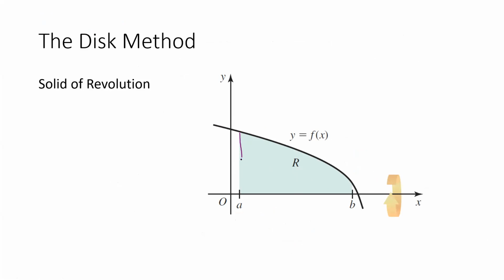Okay, so some two-dimensional region. A solid of revolution is formed by revolving a region about an axis. So our goal here is to imagine the region R here.